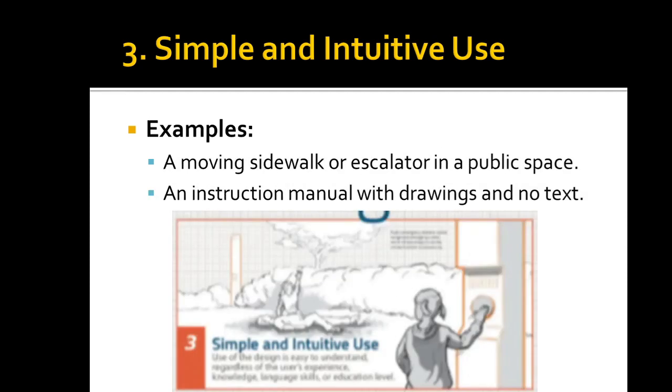So for example, a moving sidewalk or escalator in a public space, or an instruction manual with drawings and no text. That would make it more simple rather than just pure text. So here, I don't really understand this much because it's quite blurred, but I see somebody waving or maybe some sort of a sign. And of course, it should be a simple sign so that people can understand what this is about. And that is what we mean by simple and intuitive use.